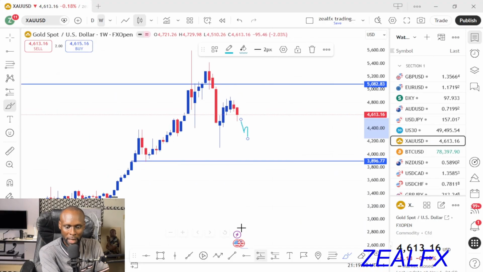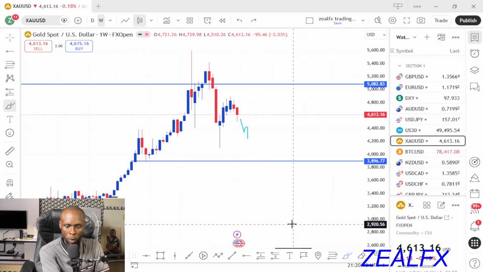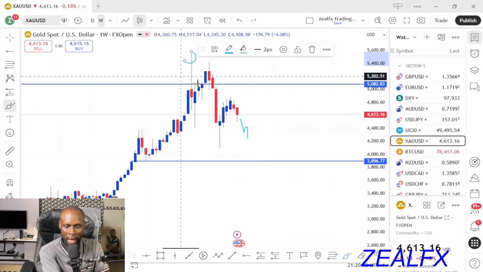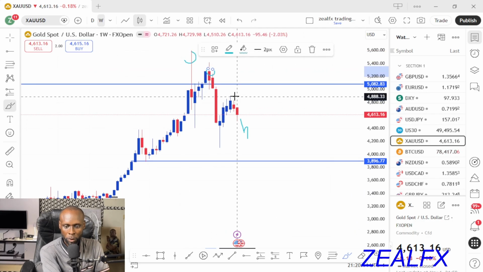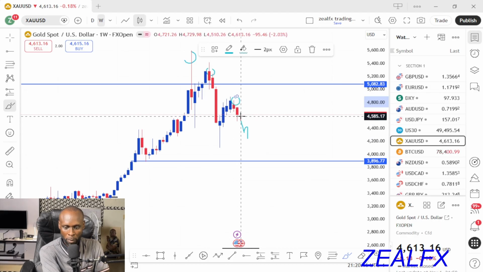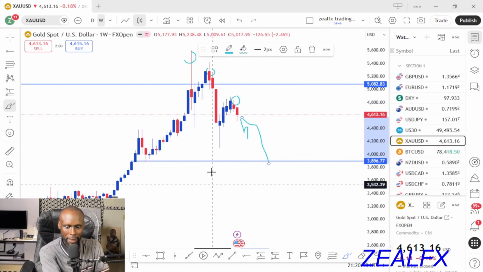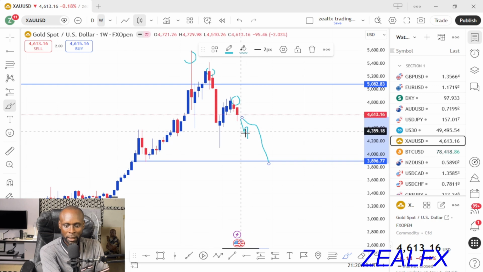On my weekly time frame, you can also see that we have price on this support. We need price to convert this particular support to resistance, then we can start looking for sell. For now, we don't have that clear direction, but we have this higher high and a lower high, which is a lower high also. This is an indication of price reversal to the downside. But we need a clear confirmation for us to sell the gold to the downside.